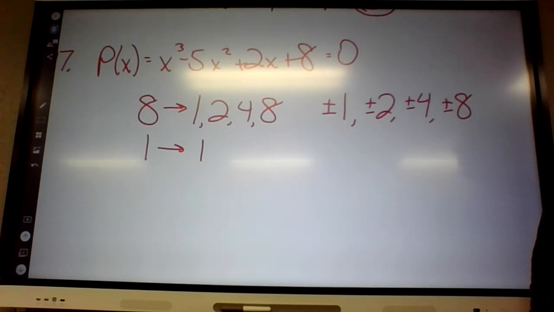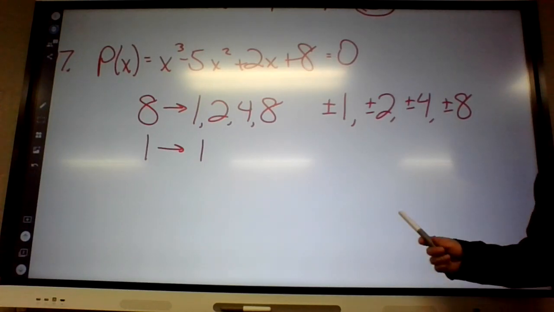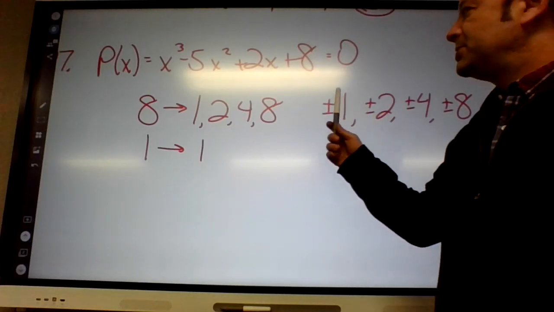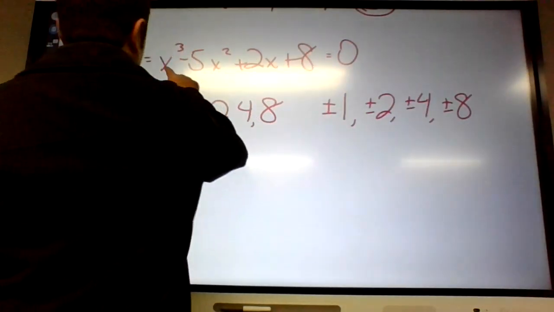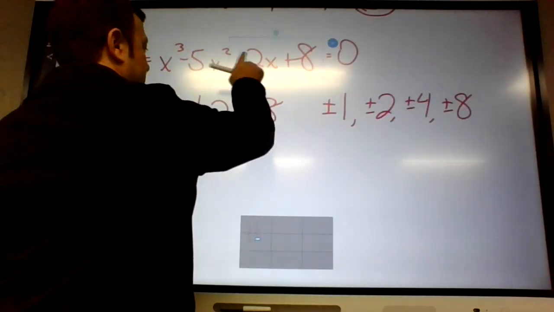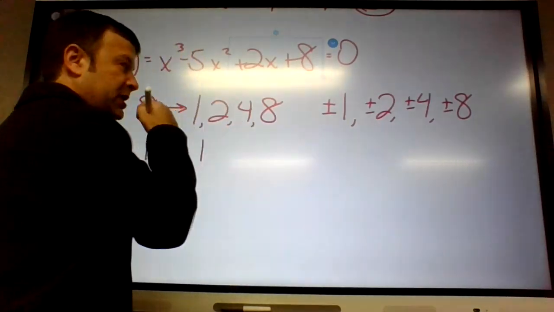How do I figure out if it is? Plug it in. So we can plug it in the old-fashioned way, like put in 1 here and here and here and just see if it equals 0. Or we could do synthetic.